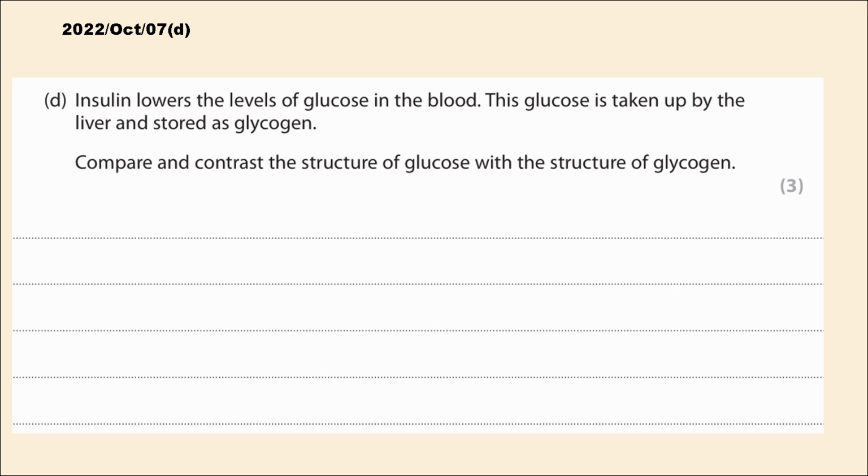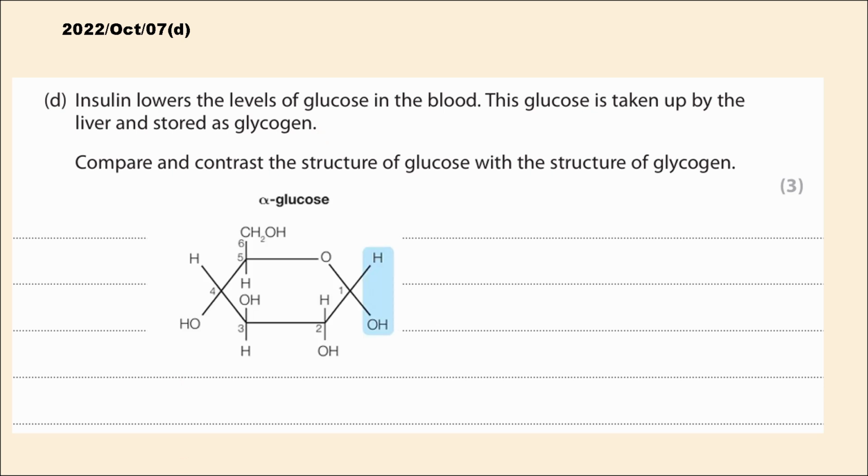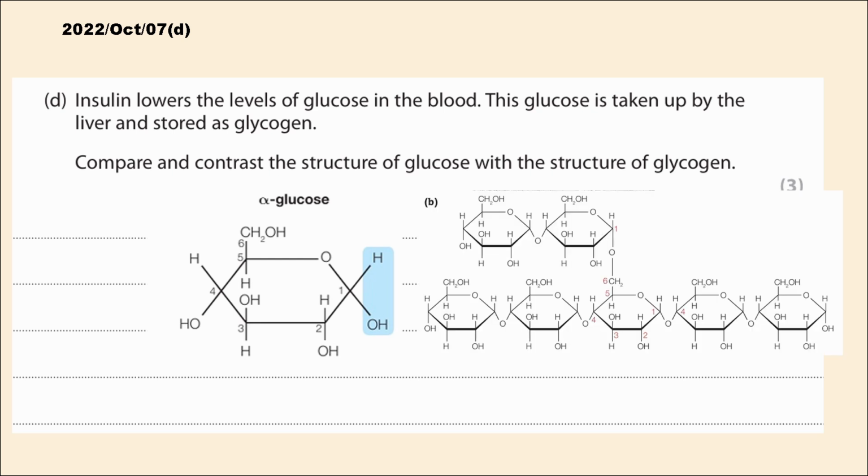First, let's recall the structures of glucose and glycogen. You can see both share some similarities and differences. Both glucose and glycogen contain the same elements, carbon, hydrogen, and oxygen only, and they both contain alpha glucose. However, glycogen is made up of many alpha glucose units.